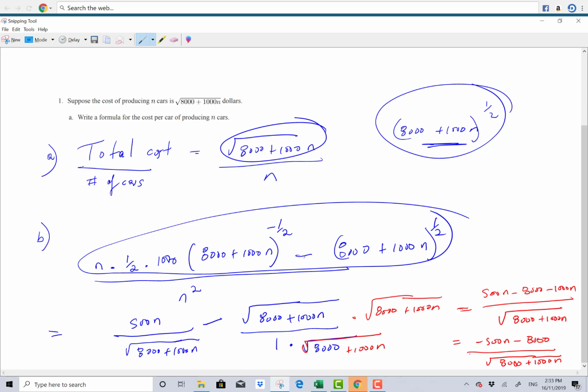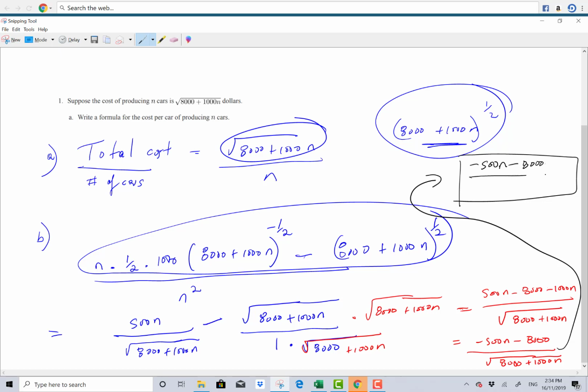So if I divide this by n, let me use black to differentiate. I realize that this piece, if I divide it by n squared, is going to give me negative 500 n minus 8,000 divided by n squared times the square root of 8,000 plus 1,000 n. So that is my derivative. That is the derivative of the function that we created right here.